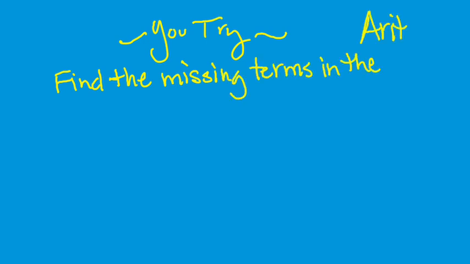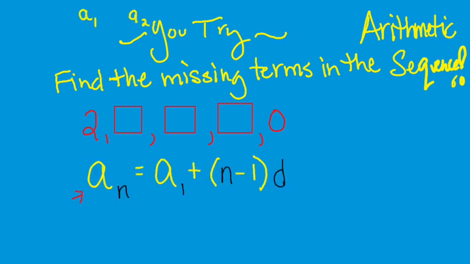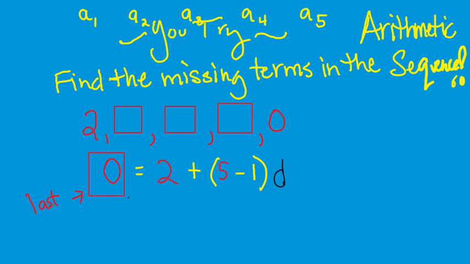Go ahead and do this. You try. Solve for the missing numbers in this sequence. I'll pause the video here, and then you go ahead and check your work. So I know I have the 1st through the 5th term here. My last term is 0. First term is 2. There's 5 steps total, so 5 minus 1 is 4.